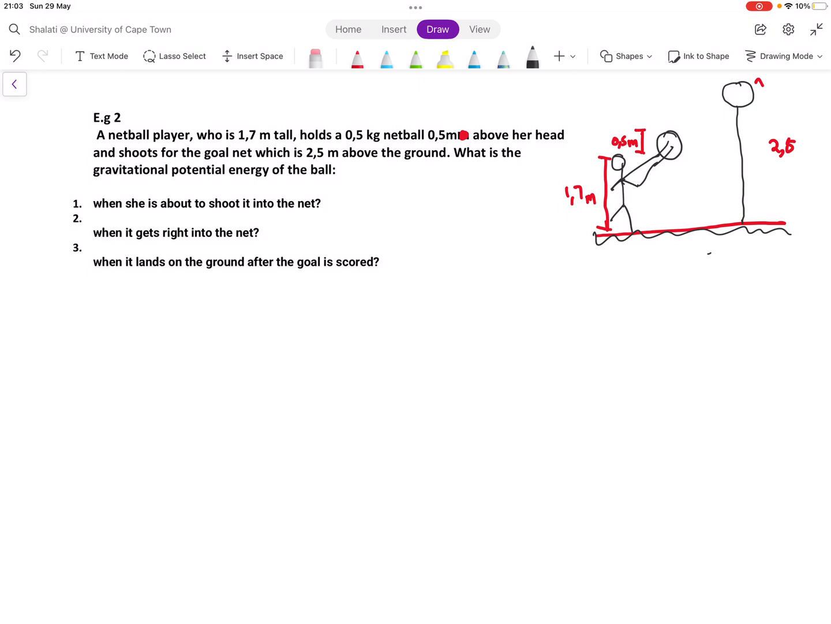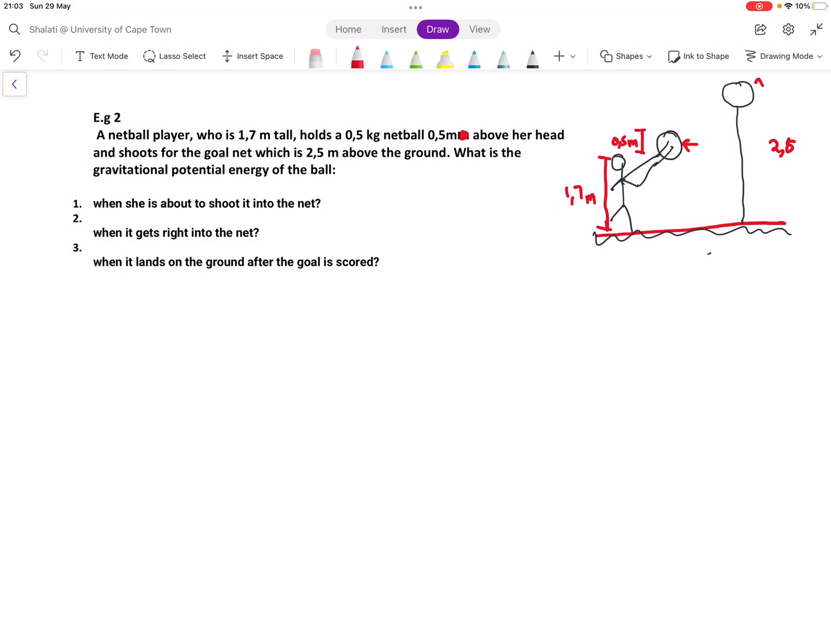So let's try to calculate when she's about to shoot it into the net. At this point, where is the ball? How high is the ball? Remember, the gravitational potential energy focuses on the height. It's due to the position of the object, right? So when she's about to shoot it into the net, where is the ball currently? Before she shoots, here's the position of the ball. So what is the total height there?